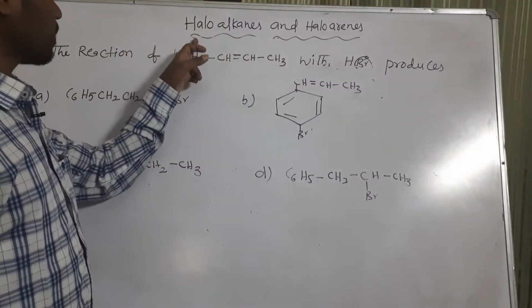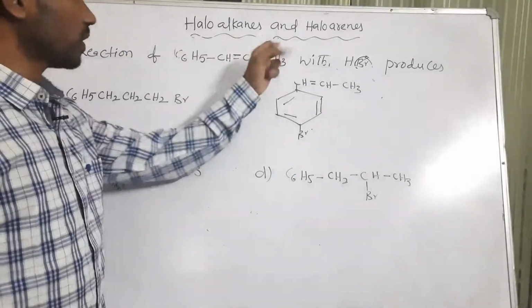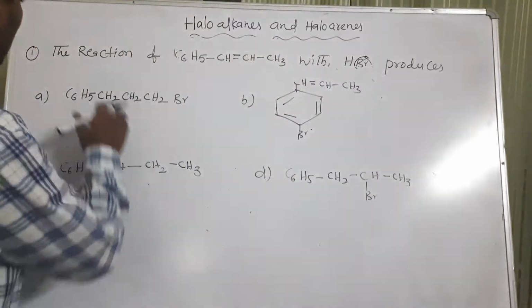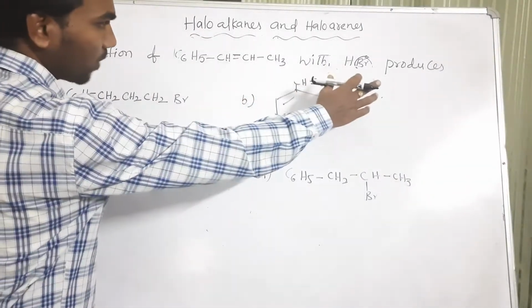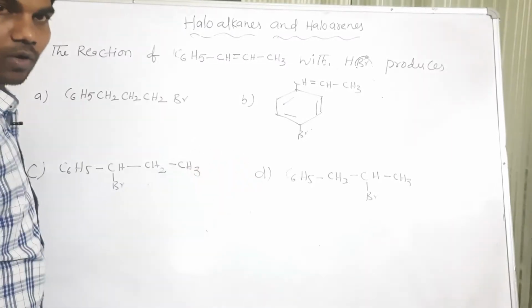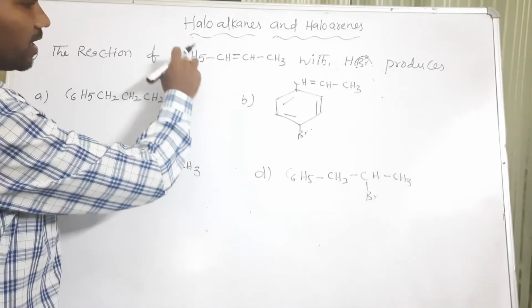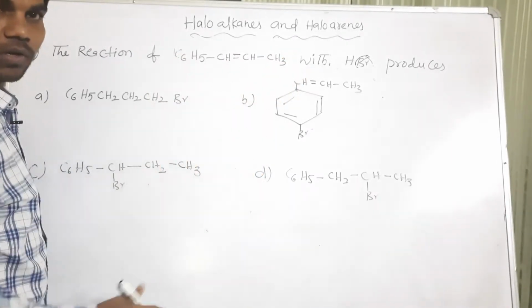In this video I am going to explain some important questions in haloalkanes and haloarenes. The first question is: the reaction of phenyl propene with hydrogen bromide produces which product among the four options? This reaction is an application question of Markovnikov rule.